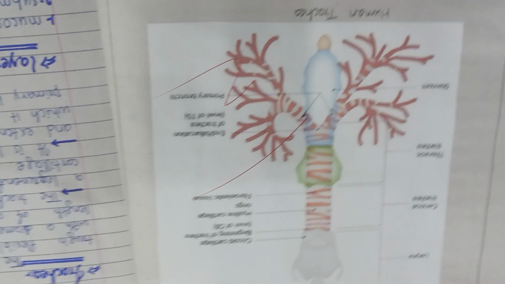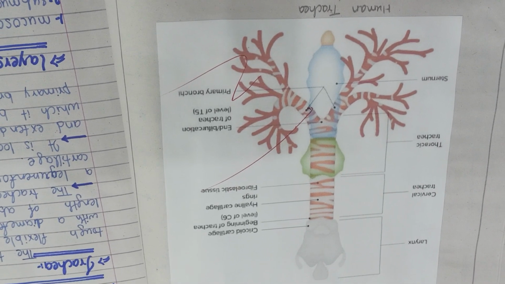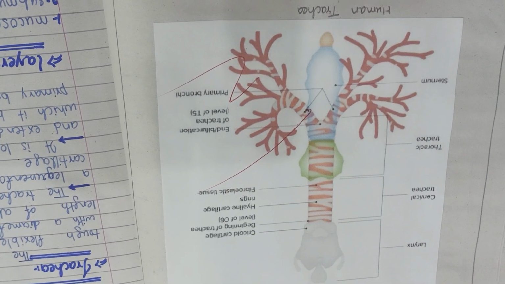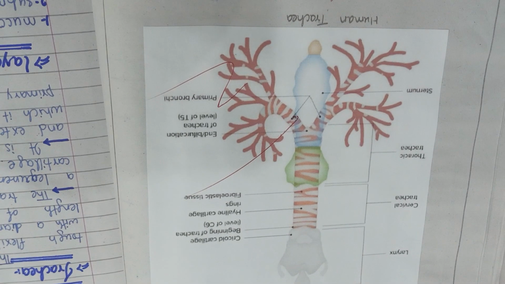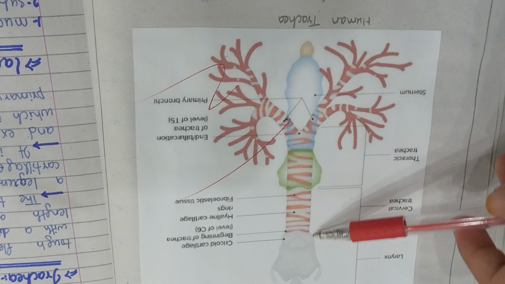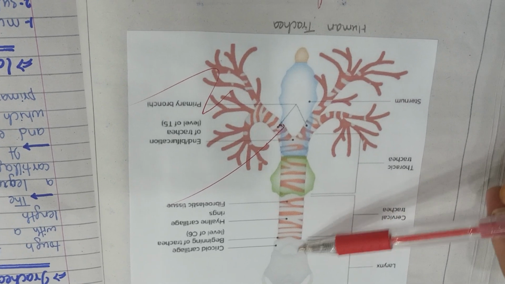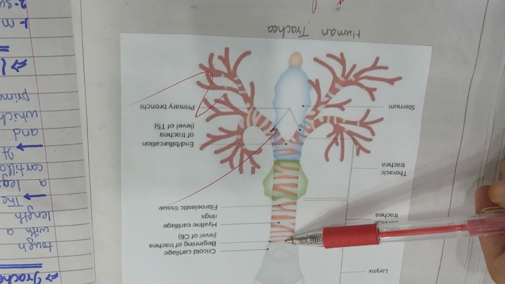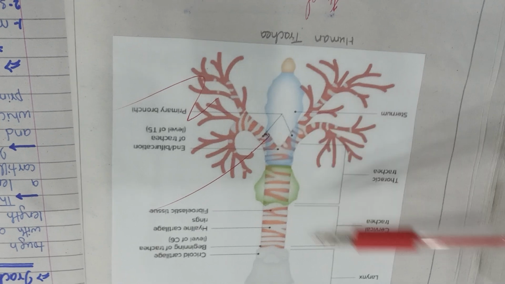So this is the diagram of your trachea. You can see above it the larynx is present, and the larynx has no C-shaped cartilage. You can see from this part to this part the larynx is present. Now after the larynx, the trachea starts and continues downward.